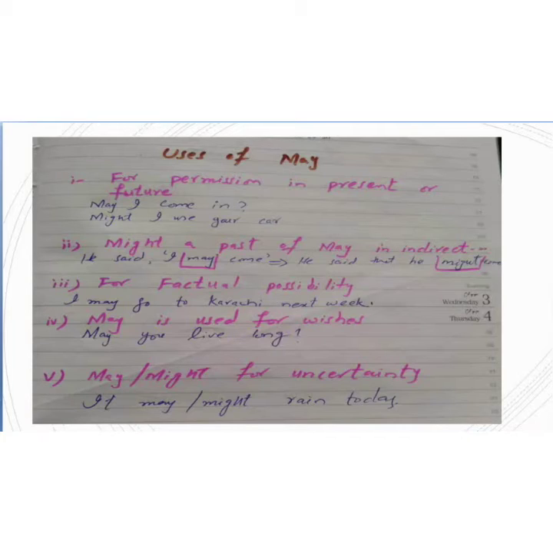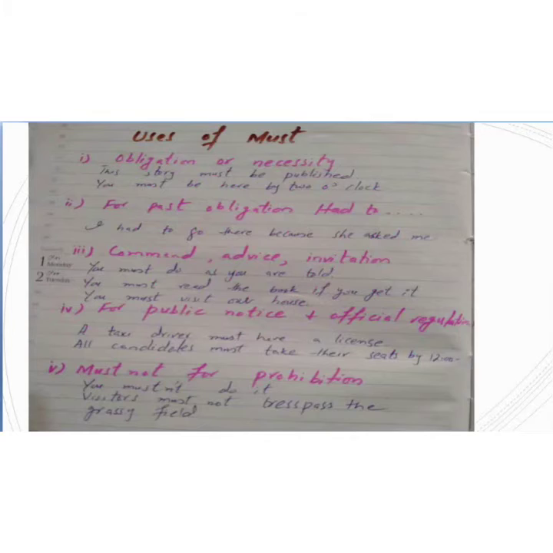May and might are also used for some suppositions. Not for prohibition, but for some suppositions and for some doubts and uncertainties. It may rain today, it might rain today. So this is based on uncertainty, not a certain suggestion that there will certainly be rain today. It may or might. So it is used for any uncertain time period.